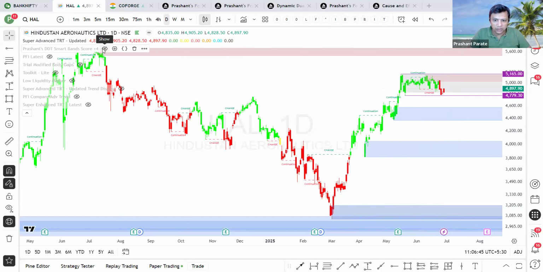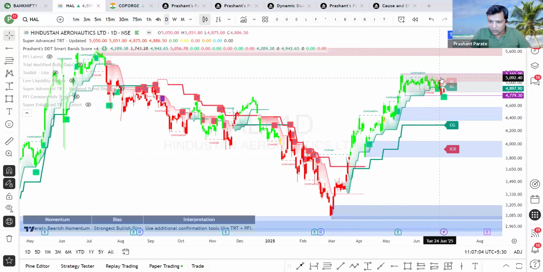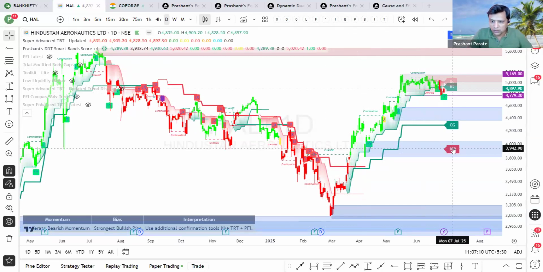Let us check what DDT Smart Band says. It says the uptrend started on DDT Smart Band once price closed above this green band. So bias was bullish from here. Momentum was strongly bullish from this candle, and it has maintained that. Now bearish momentum is appearing, and we can see moderate bearish momentum is present, but bias is still strong as bullish because the red is absent and green is present. So it may come down, it may give a retracement entry up to this, and after that it may go up.